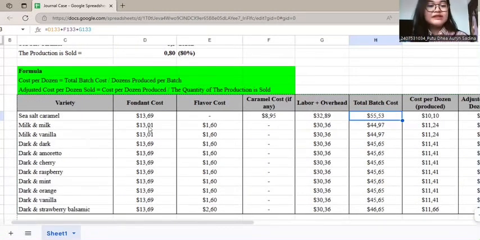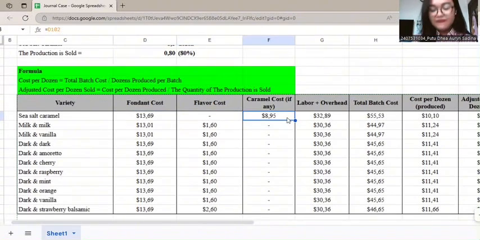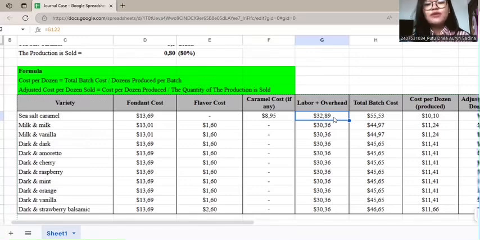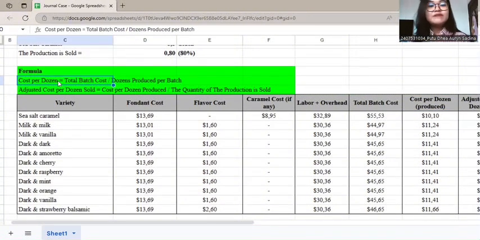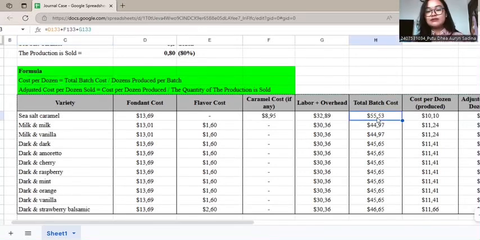For example, for sea salt caramel, we add $13.69 with no flavor cost, plus $8.95, plus $32.89. So we got this, and we do the same for each of the varieties. Then for the cost per dozen, we use the formula total batch cost divided by dozens produced per batch. We already have the total batch cost of each variety, so we just divide it by the dozens produced per batch.